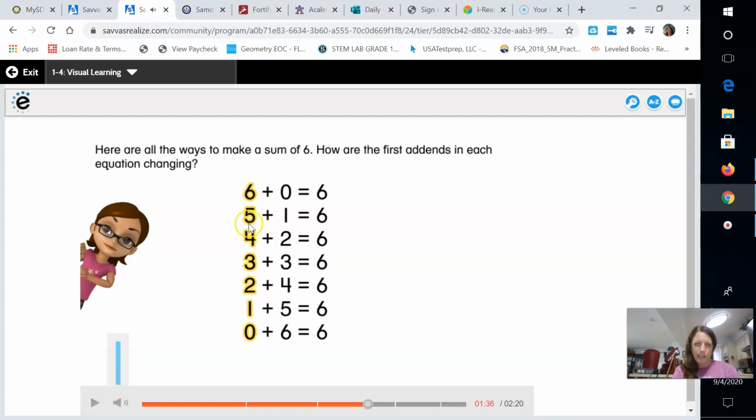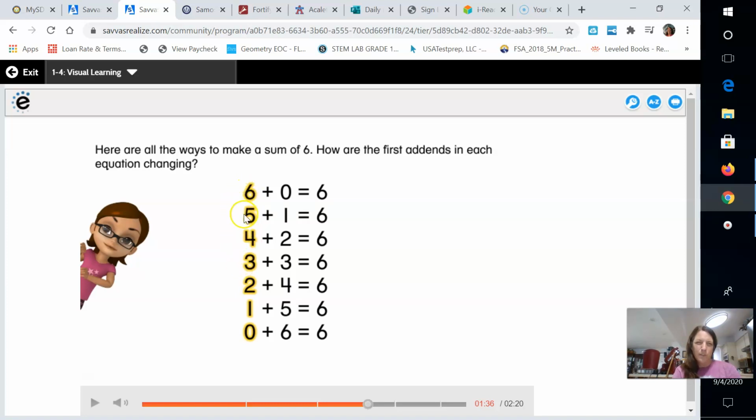Okay, so here's the first addend. Let's look at these numbers and see what's happening. 6, 5, 4, 3, 2, 1, 0. How are they going down? Are they going down by tens? Are they going down by twos? Are they going down by ones? They're going down by ones. Each number is one less.